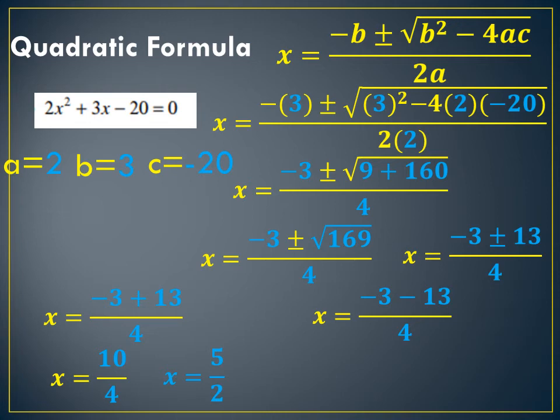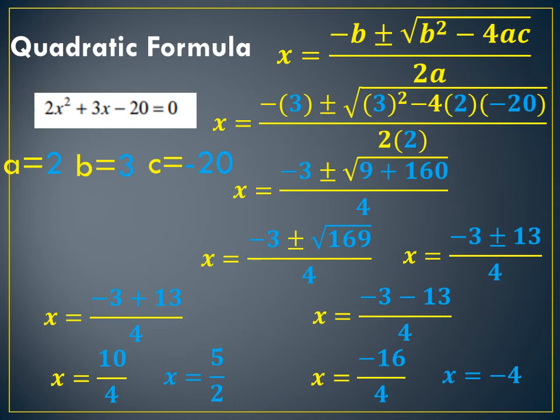So for the second one, you have negative 3 minus 13. So in this second equation, you have x equals negative 16 over 4. Why? Because you have the same sign, you need to add, then copy the common sign. So you have negative 16 over 4. Then you can divide 16 by 4. So it is x equals negative 4.